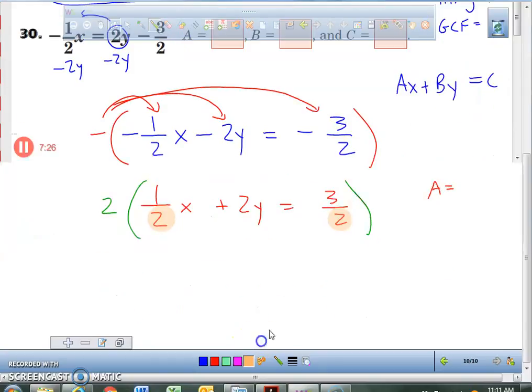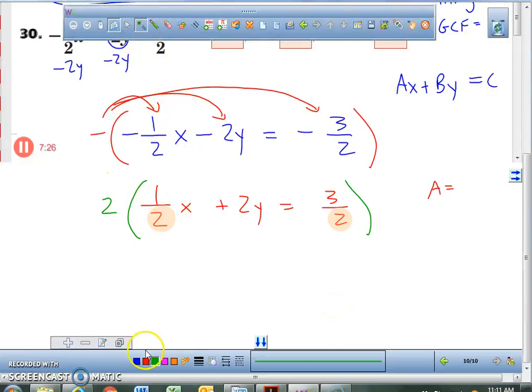So right here, by the way, the least common multiple, everybody, between a 2 and a 2 is a 2. Hold on. You're answering something I haven't asked you a question of.